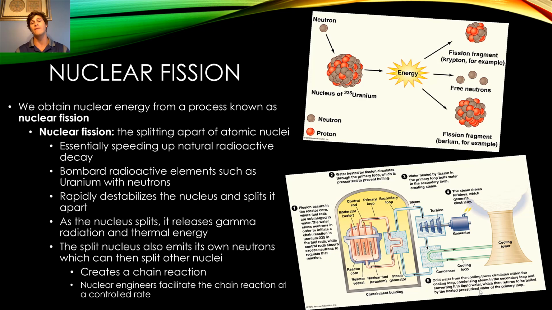Now, nuclear engineers facilitate this nuclear chain reaction at a very steady and controlled rate, usually with the input of water or graphite as a way to moderate the neutrons and keep things from getting too out of control. So they moderate a nuclear chain reaction and allow it to constantly release a steady amount of thermal energy, which they can then convert into electricity, which powers our homes. This is essentially how nuclear energy works.